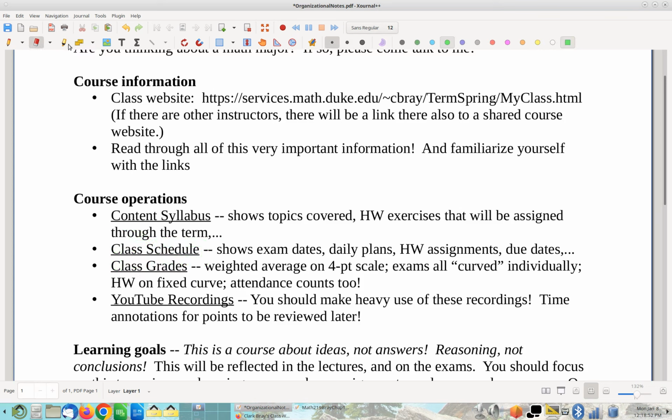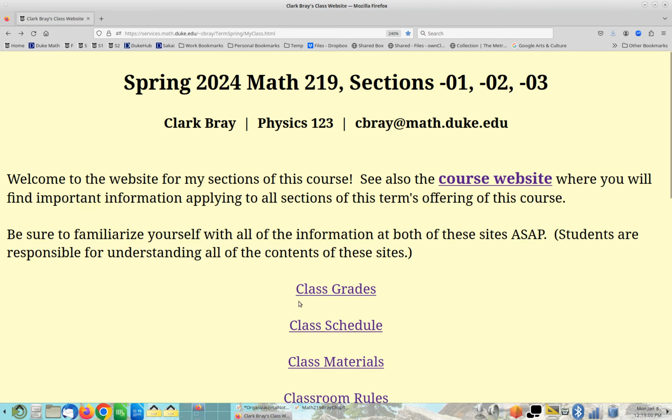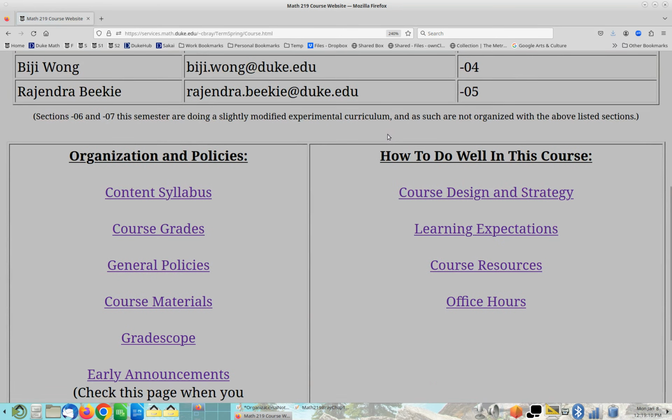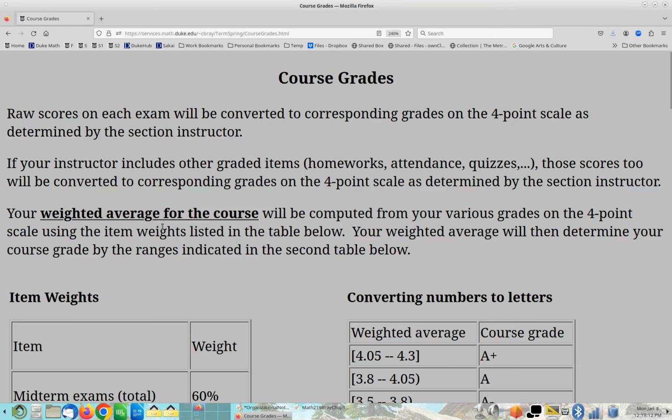Let's see here, moving along. Let's talk about class grades. So again, going to the website, here we are. And now you see where it says class grades right there, and we will get to that momentarily. I am, though, first going to go to the course website and note that there's a section called course grades. So all of these discussions here apply to all sections of the course. And so all sections of the course are going to use a highly comparable grading system. This is to ensure fairness to all students.